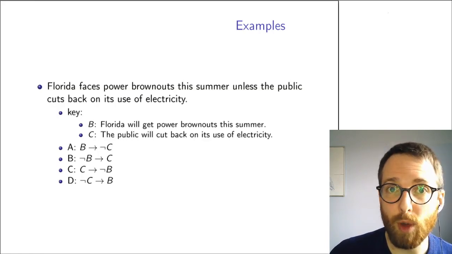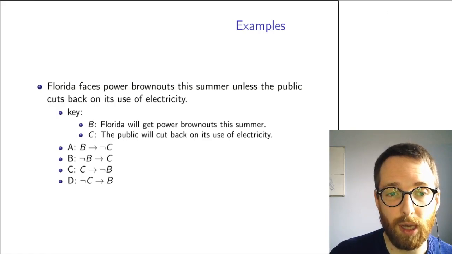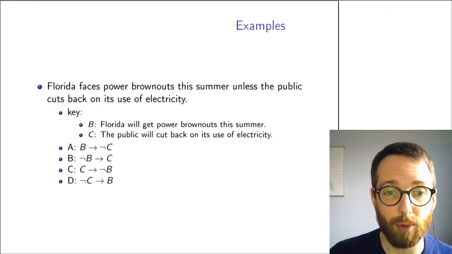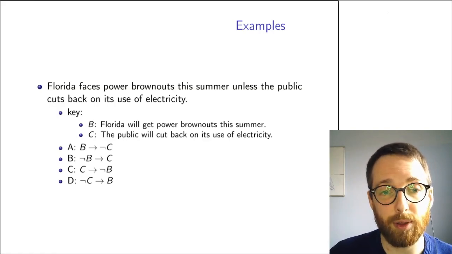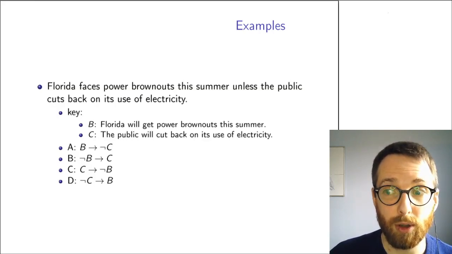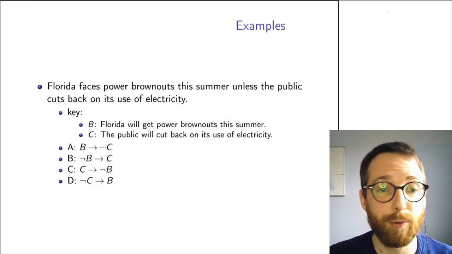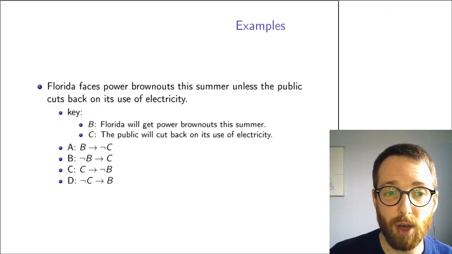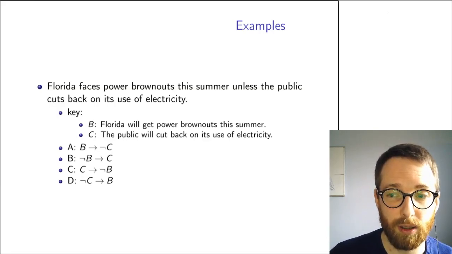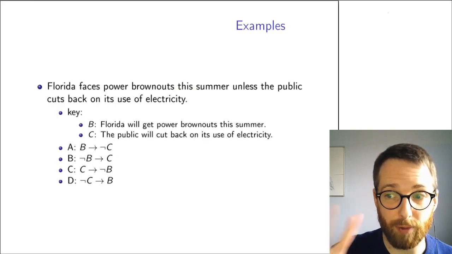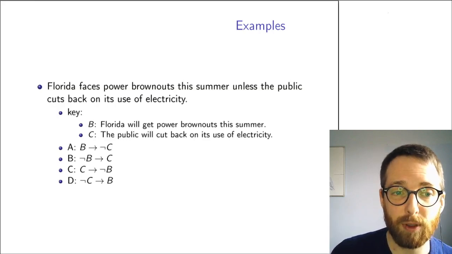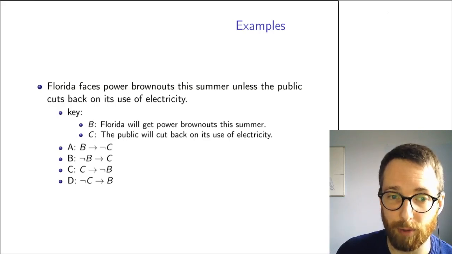This is what you're going to wind up with if you use something like the following rule of thumb for unless sentences. Wherever you see unless, replace it with if not. So applying that kind of rule to this sentence, Florida faces power brownouts this summer if the public does not cut back on its use of electricity. So we're going to start with that, and then we're going to have to do something to it. Florida faces power brownouts this summer if the public does not cut back on its use of electricity.